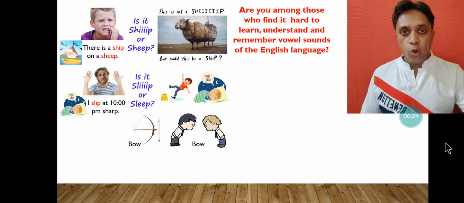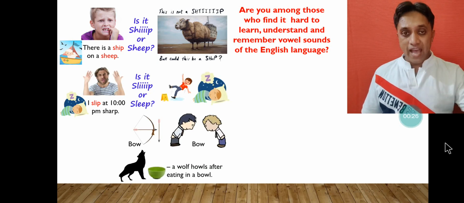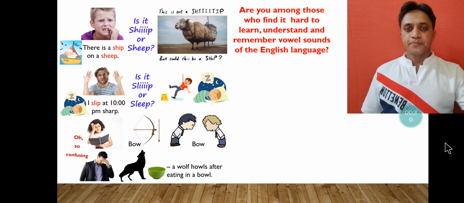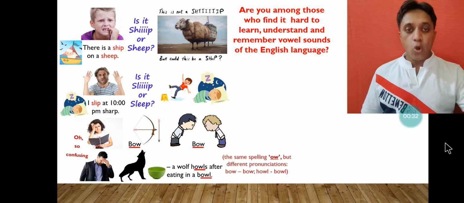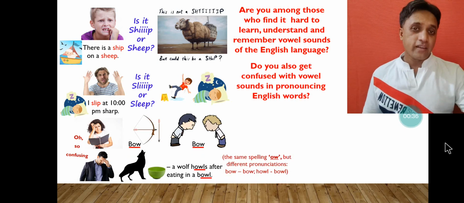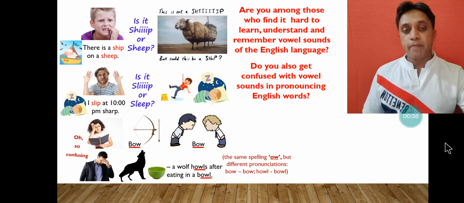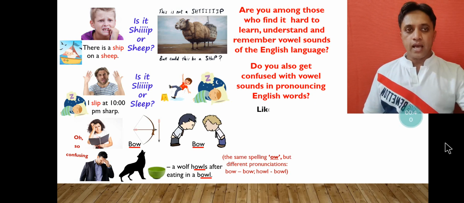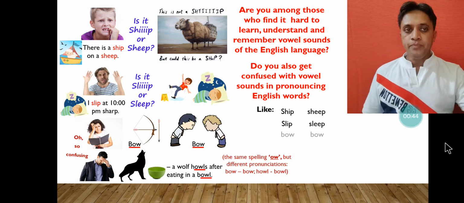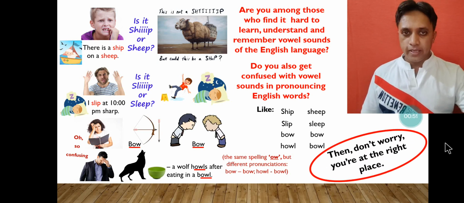Bow or bow? A wolf howls after eating in a bowl. Oh, so confusing. The same spelling, OW, but different pronunciations. So, do you also get confused with vowel sounds in pronouncing English words like ship, sheep, slip, sleep, bow, bow, howl, bowl? Then don't worry, you are at the right place.